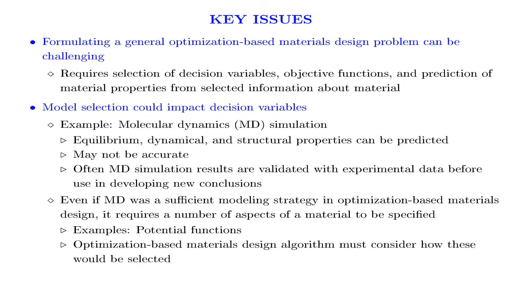A key issue of formulating this general optimization method is the requirement to select decision variables, objective function, and prediction of material properties from selected information about the material. Specifically, the model selection could impact the decision variables. For example, by using molecular dynamics simulation, equilibrium, dynamical, and structural properties can be predicted, but they may be inaccurate if the force field models or potential functions, for example, are wrong. Therefore, an optimization-based materials design problem must consider how these would be selected.